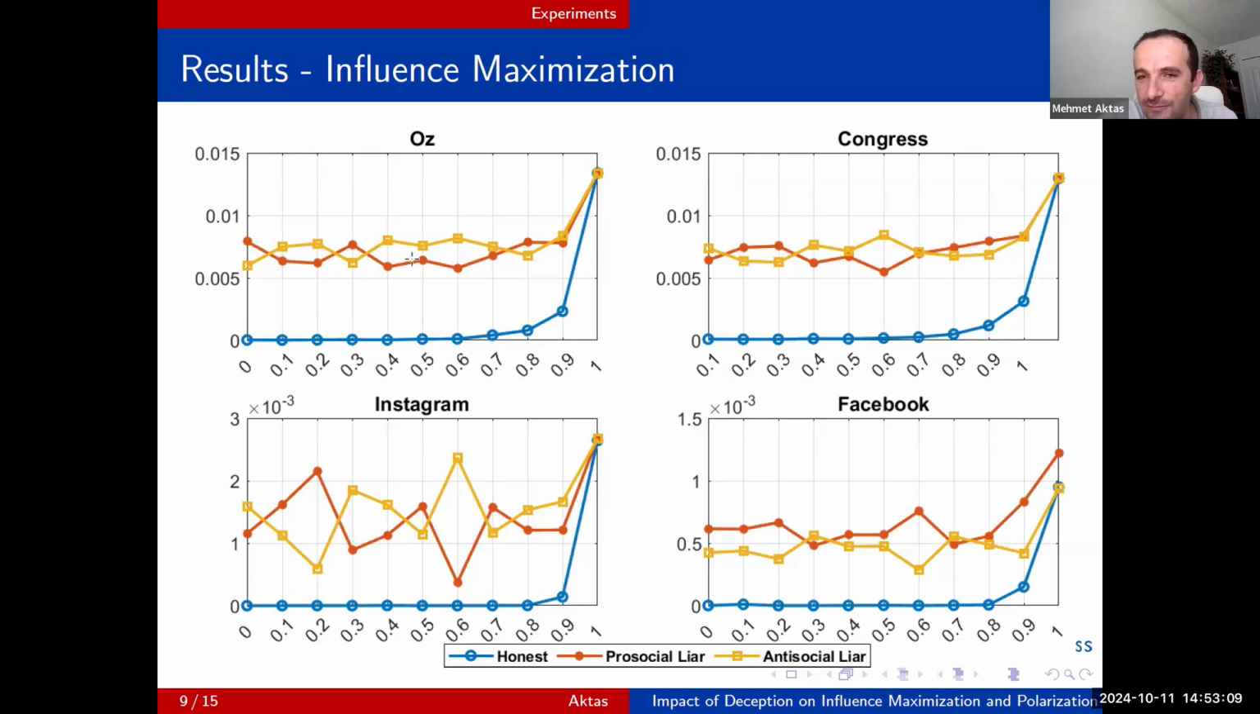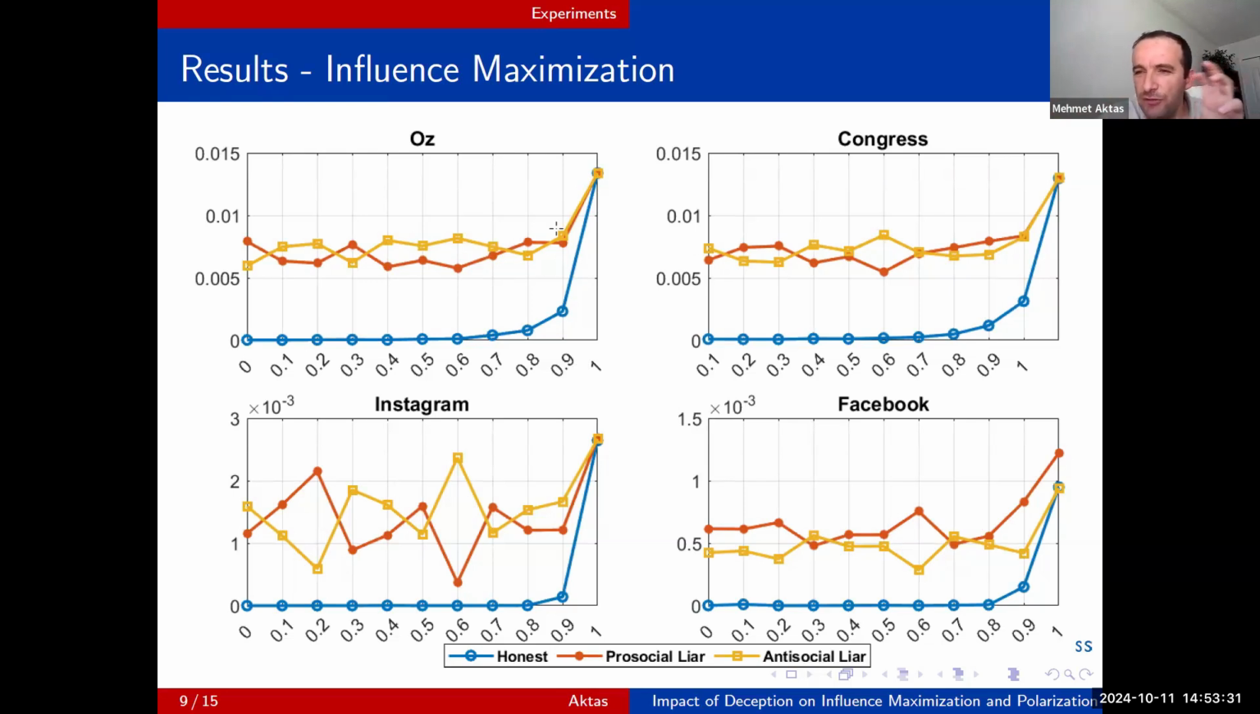liars are more influential. Their influence score is always greater than that of honest users. And of course, when the honesty parameter is equal to 1, they all become honest. That's why their influence scores become the same. So regardless of the data set, liars are more influential.